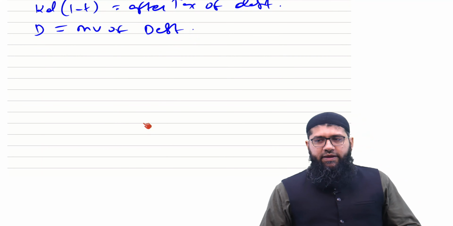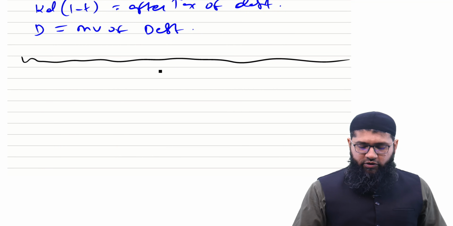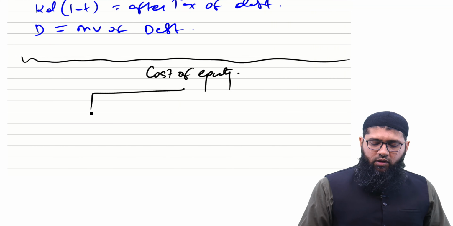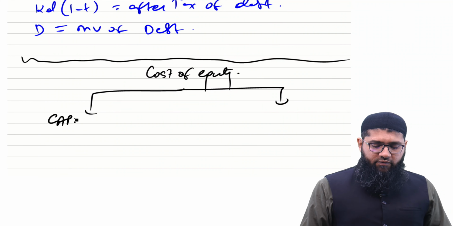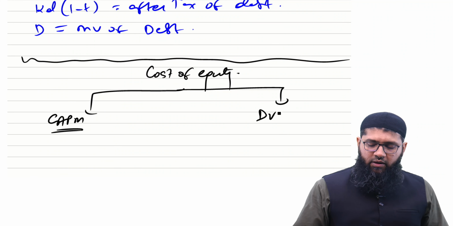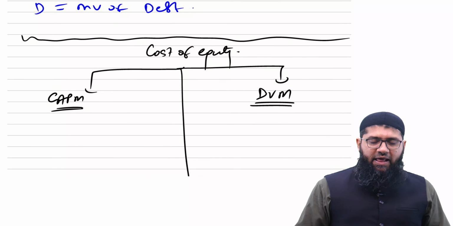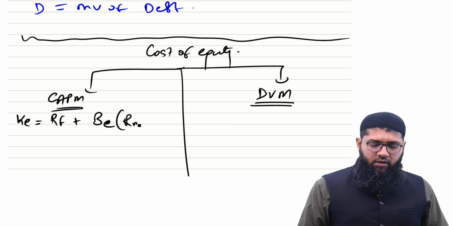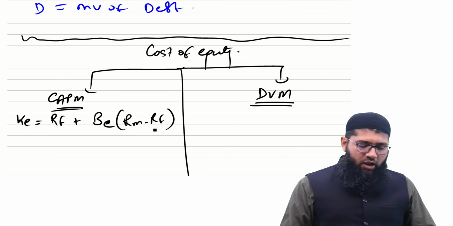Now when we talk about the calculation of these different types of cost, first of all, I'm going to talk about the cost of equity. The cost of equity you could calculate using two models. One of them is called capital asset pricing model. The other one is called dividend valuation model. Under the capital asset pricing model, you have the KE equivalent to risk-free rate of return plus equity beta into (RM minus RF). Now what exactly is this all about?